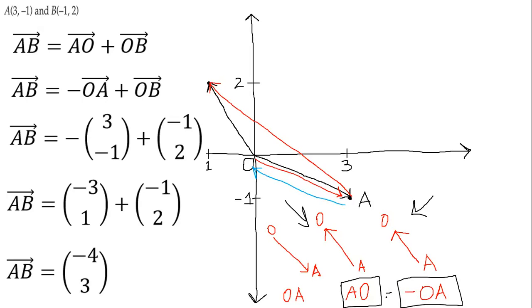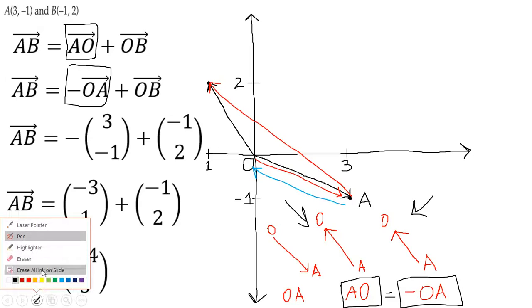Negative OA. To be honest, they don't look exactly identical from the way I drew it, but that's the idea. Had I drawn them perfectly, you would really say that they're identical. But hopefully you can see that these two are exactly the same vectors. So that's why we say AO equals negative OA, and that's why we have that there. Okay, that's a better explanation than what I said before.